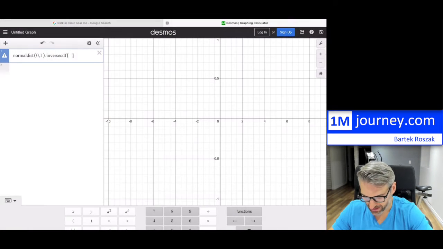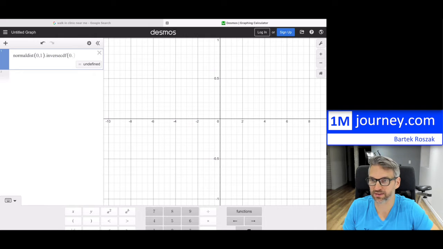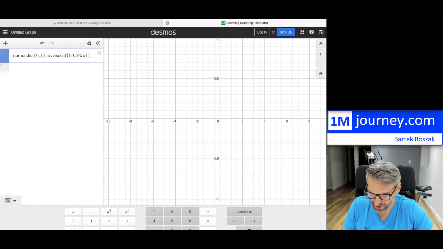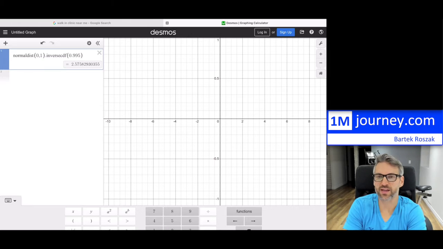So if I go back to decimal, what I have in here is, I'm trying to find 0 point. Now you enter it not as a percent. Actually, let's see if we do enter it as a percent, 99.5%. Okay, no, it doesn't let you do that, I guess. So let's put 0.995. And it gives you the z-score back. Now, again, this is a standard, so 2.576.